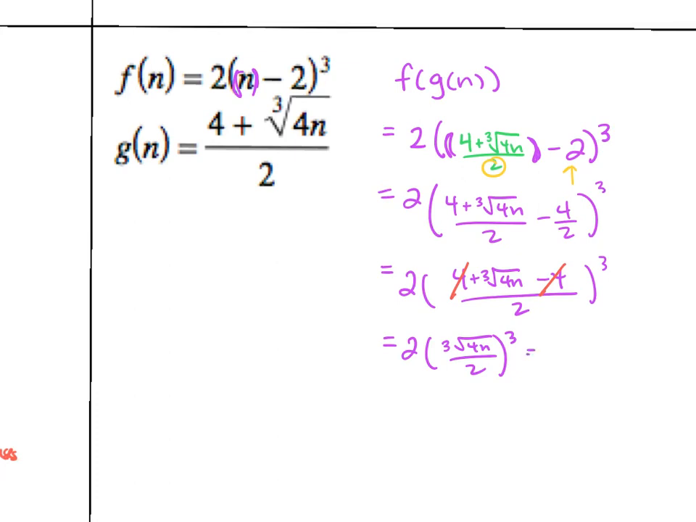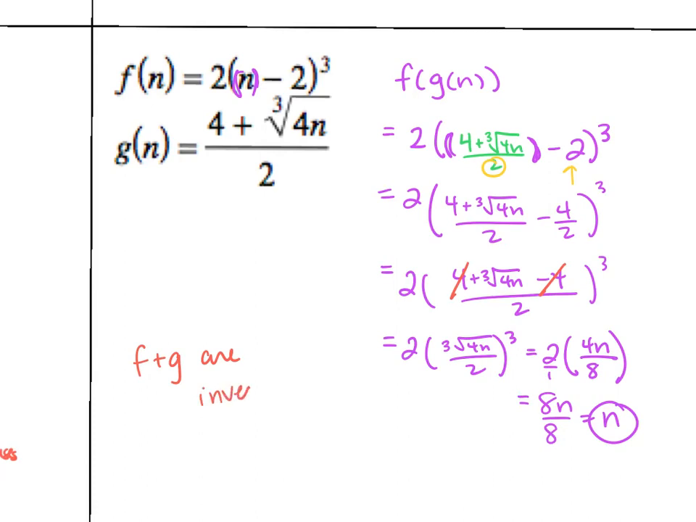Alright, well, I'm now going to cube everything. So the 2's just chilling. The cube of the cube root of 4n is going to give me 4n on the top. But if I cube 2, I'm going to get 8. Alright, keep simplifying. This is 2 over 1. So now I'm distributing my 2 over 1. I get 8n over 8, which gives me n, which in this case n is our input. So f and g are indeed inverses. Okay.